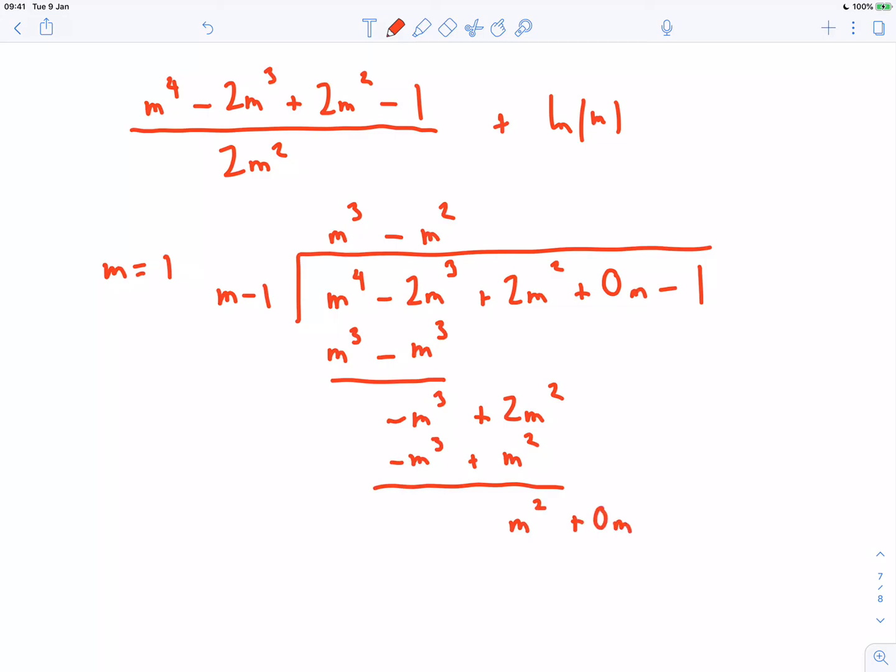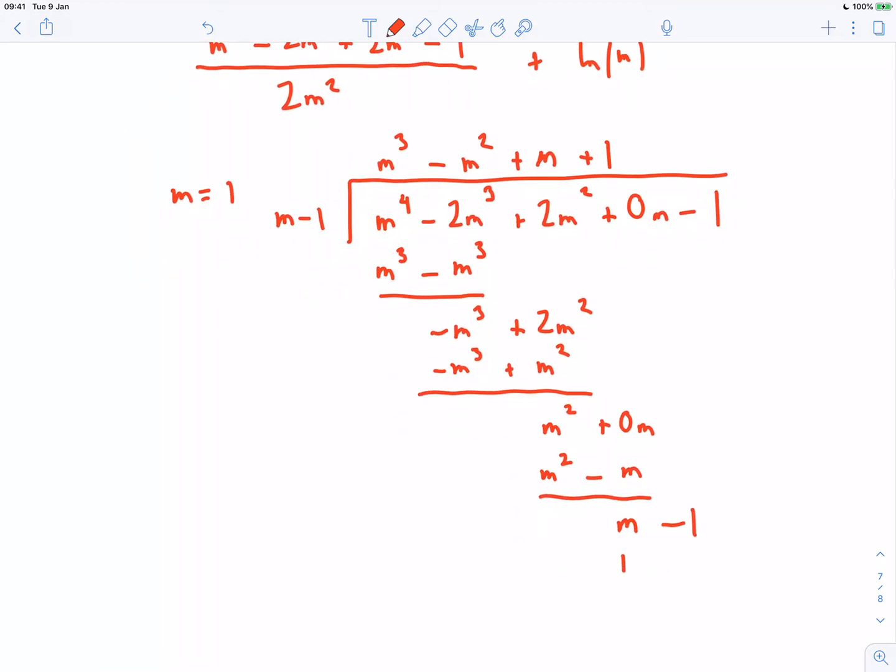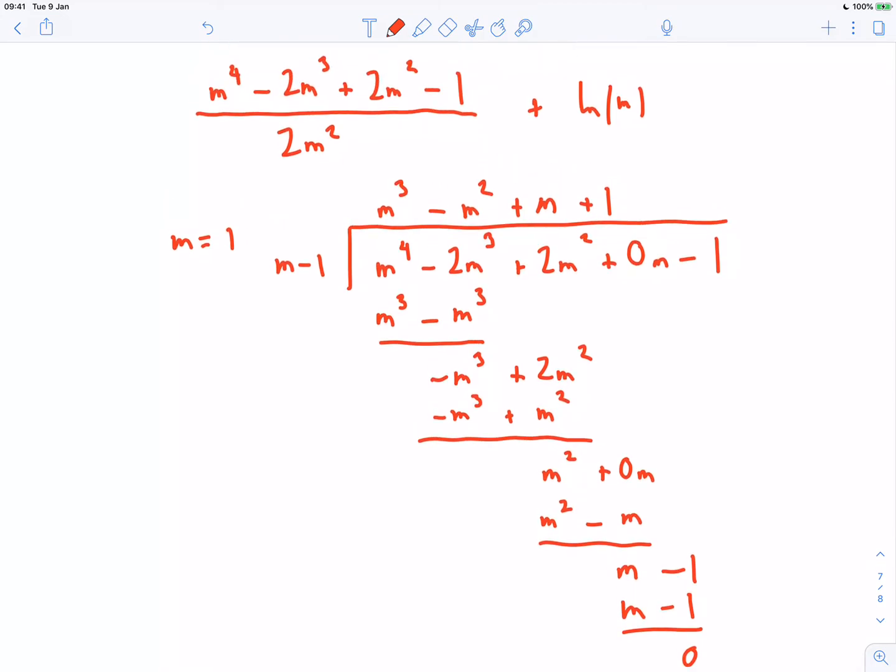Bring the 0m down. How many m's in m squared? That's going to be plus m. So that's going to be an m squared minus an m. M minus minus an m is m minus 1. And that's clearly going to be a plus 1. So that's that. No remainder. Okay.